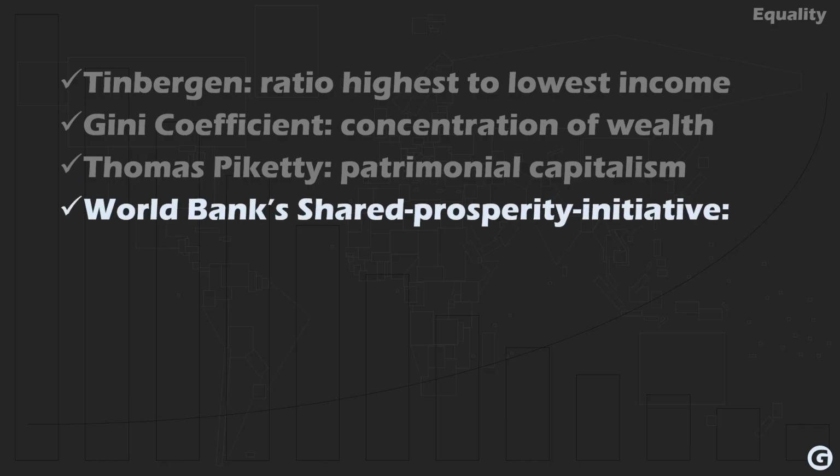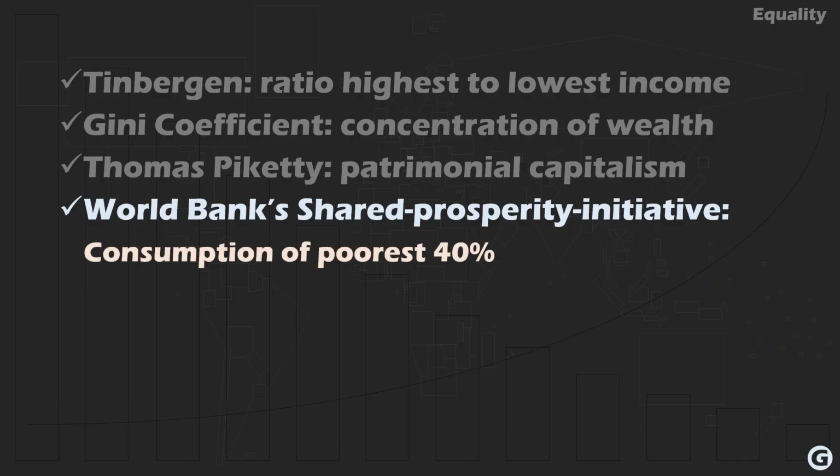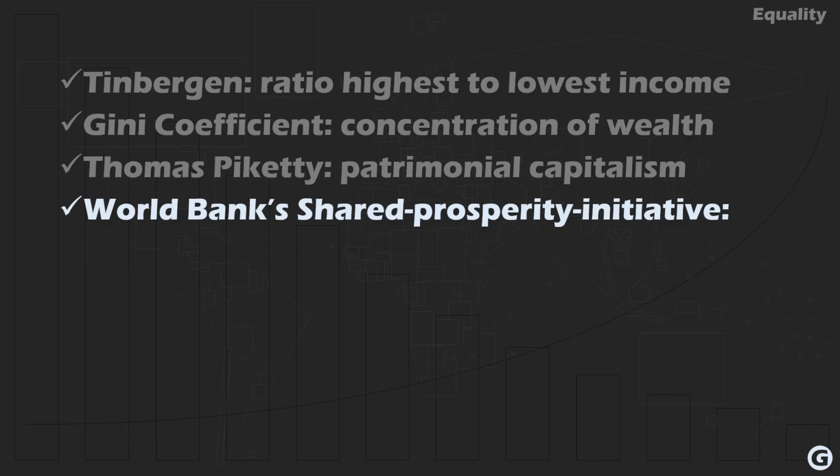Through its Shared Prosperity Initiative, the World Bank focuses on the consumption and income of the poorest 40%. Showing interest in this cohort is a sign of social prosperity governance increasing expectations regarding equality, because the faster the growth of this group, the faster economic progress will be shared with the poorest part of society.